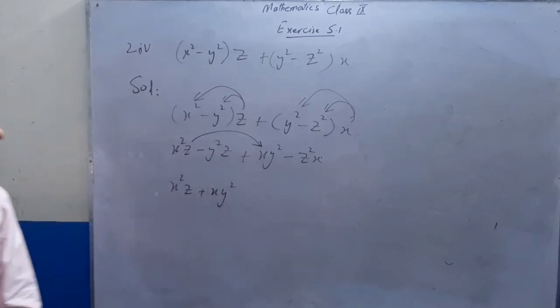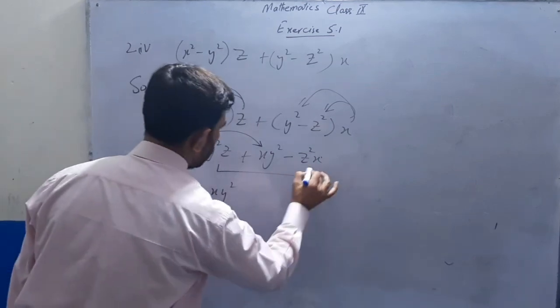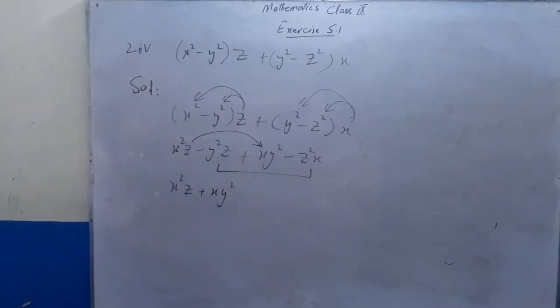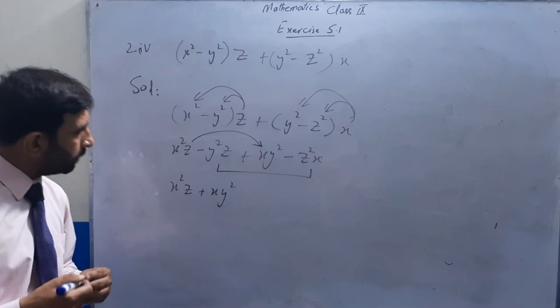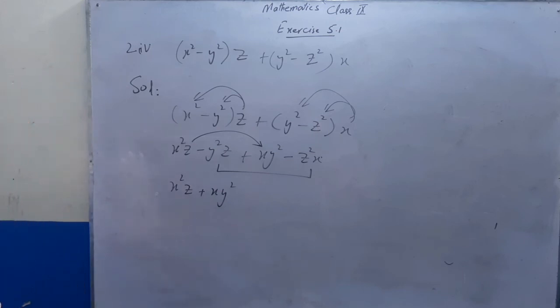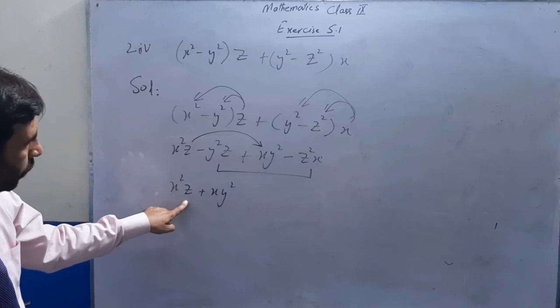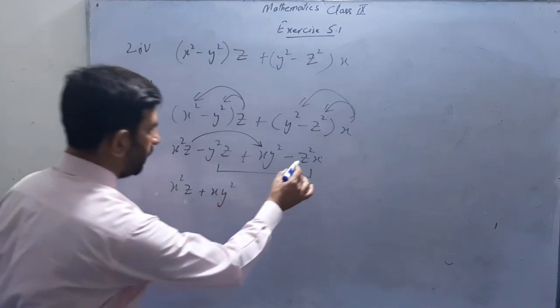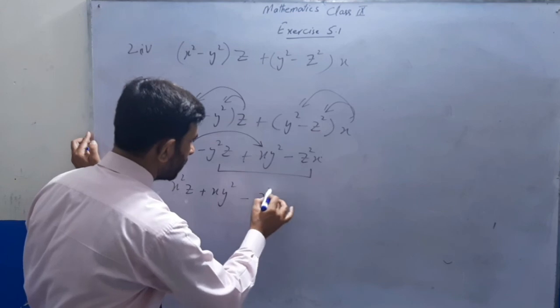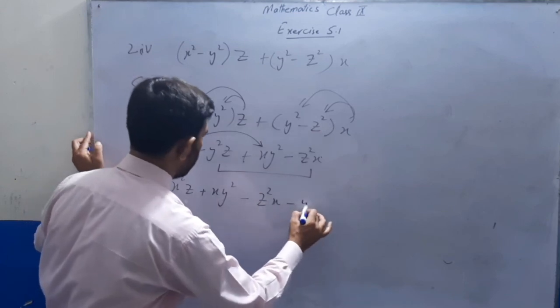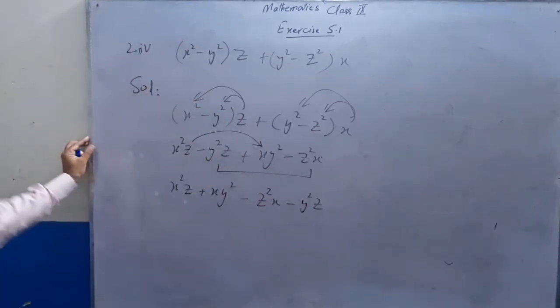plus xy square. Now two terms are here: y square z and z square x. You have to decide which term should be written first. When you take common xz, the term containing xz should be written first, so minus z square x should be written first, and here you write minus y square z.